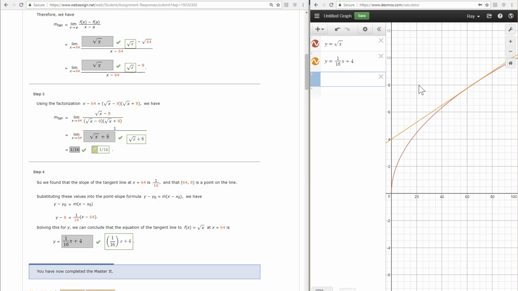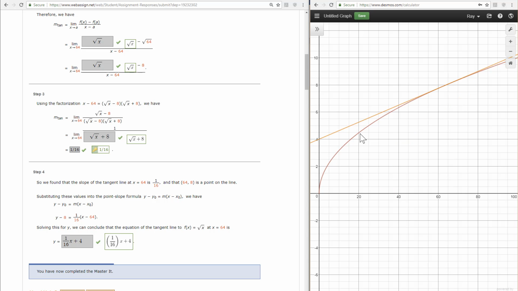And then we can see that these two graphs intersect at that point, (64, 8), and that line is in fact tangent at that point. Okay, so hope this helps.